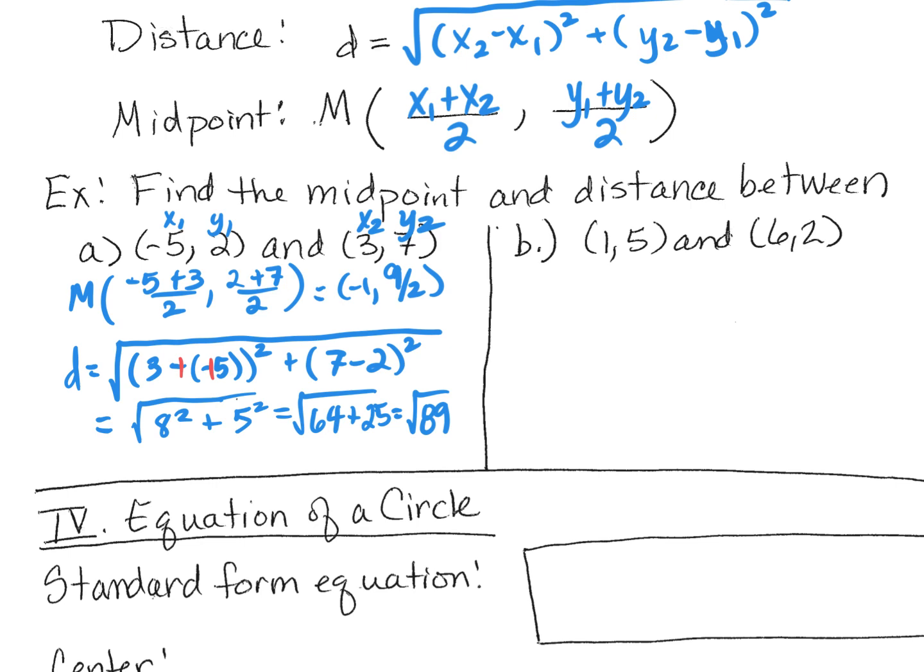If you know your divisibility rules, it's really quick to check these things. It's not bad. All right, so let's try to find the midpoint and the distance for B. Go for it, guys.